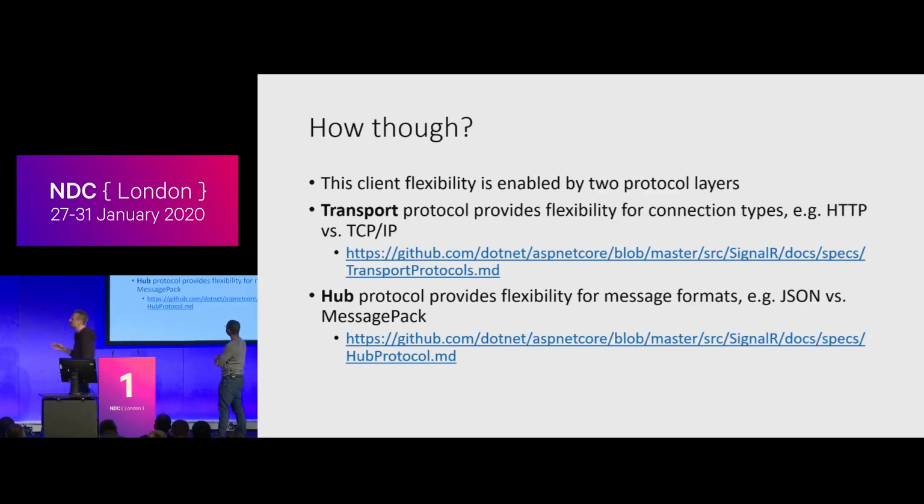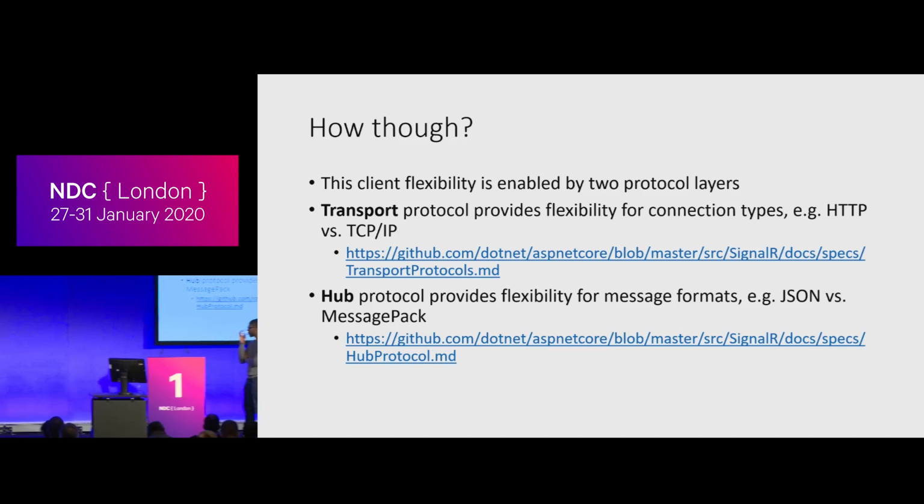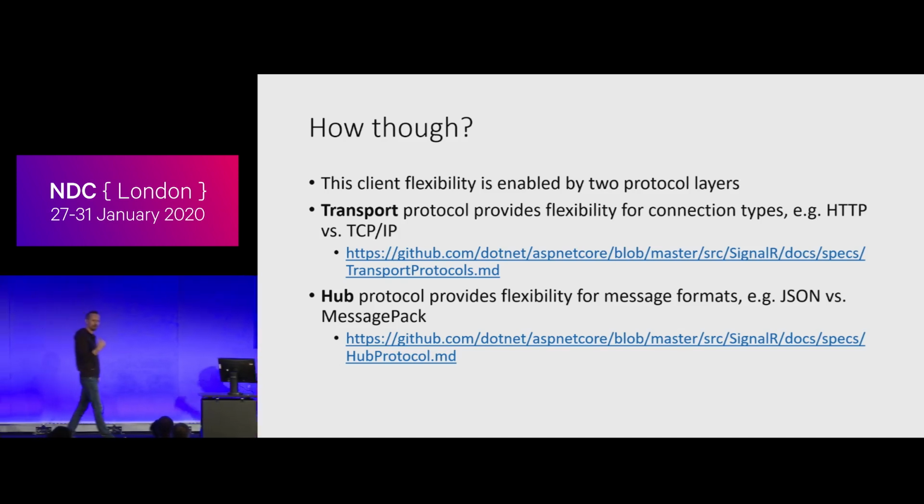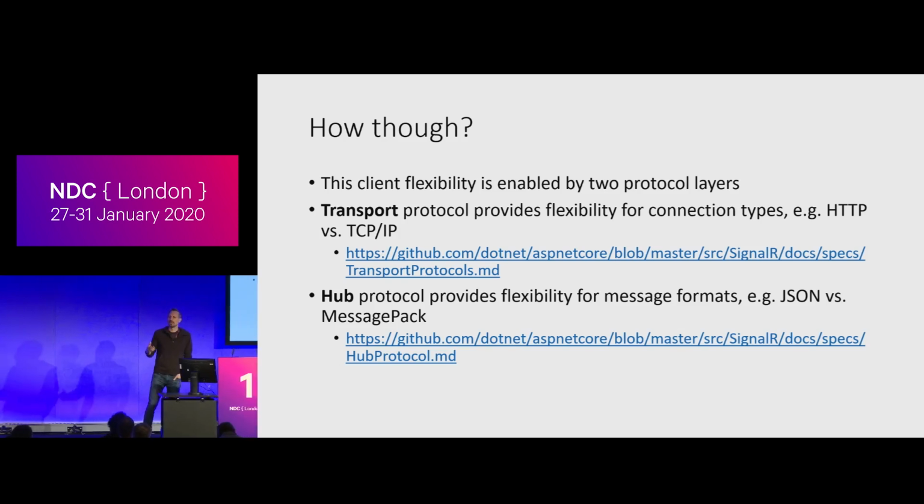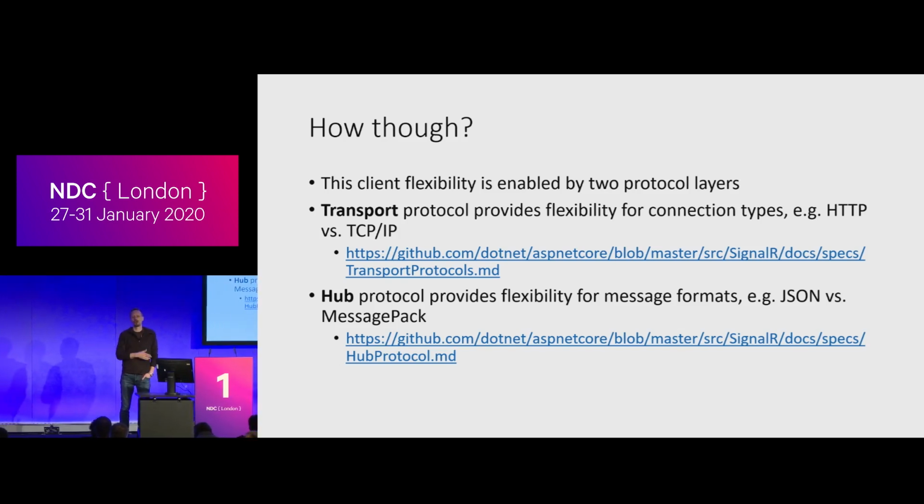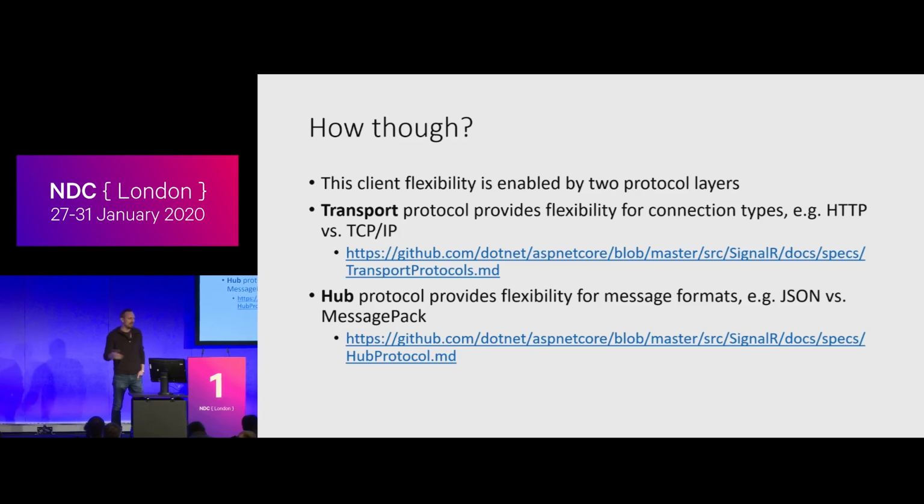So what is it that makes that possible? Well, I mentioned it before. We have these protocols. So this flexibility is enabled by two layers. We have a transport protocol layer, which, as you can imagine, defines the set of rules for when a client wants to connect to a server over some type of transport. The default one that you're usually used to is HTTP. But you can plug in your own transports if you wish to.